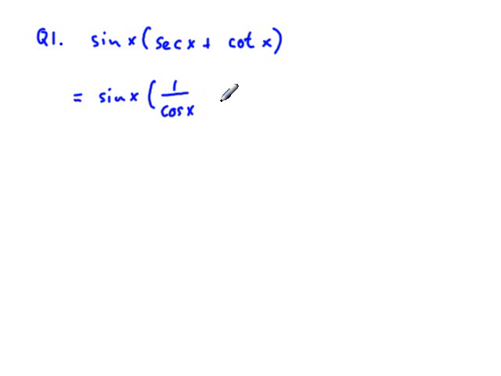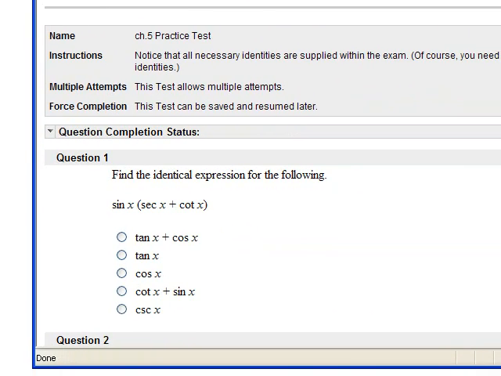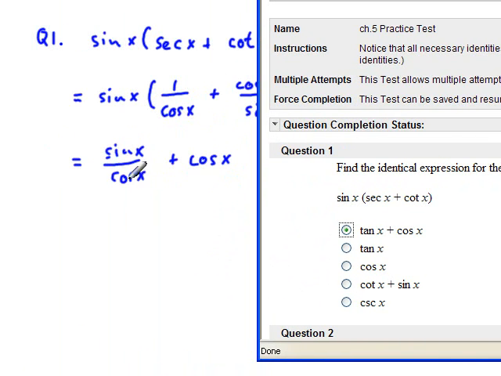so cosine x plus this one here is cosine x over sine x, and then I distribute the sine x, so I'm going to have sine x divided by cosine x plus, and then that one is cosine x because the sine x of course divides out, and then I check the possible solutions here, and it's going to be the first one because this one here of course is tangent.